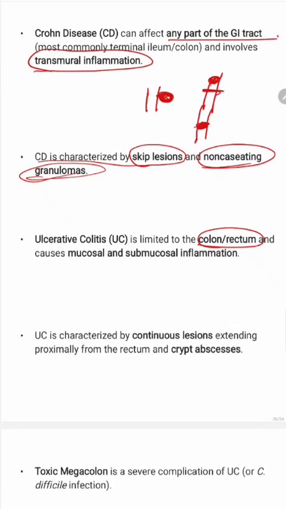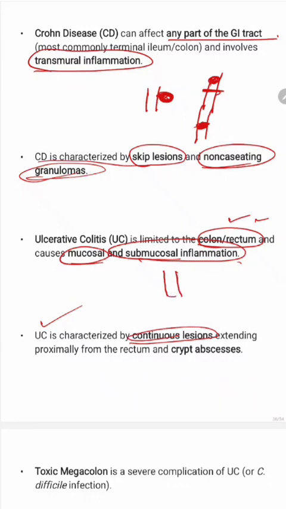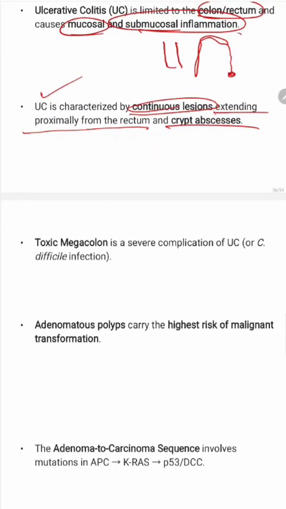Now in ulcerative colitis, it is limited to colon and rectum and causes mucosal and submucosal inflammation. Okay. Now, ulcerative colitis is characterized by continuous lesions. Okay, the lesions are continuous, starting from the rectum and then involving the colon, extended proximally from the rectum, with crypt abscesses. Now, toxic megacolon is a severe complication of ulcerative colitis and Clostridium difficile infection, okay, which is caused by antibiotics, in which the Clostridium difficile invades the normal GI mucosa.